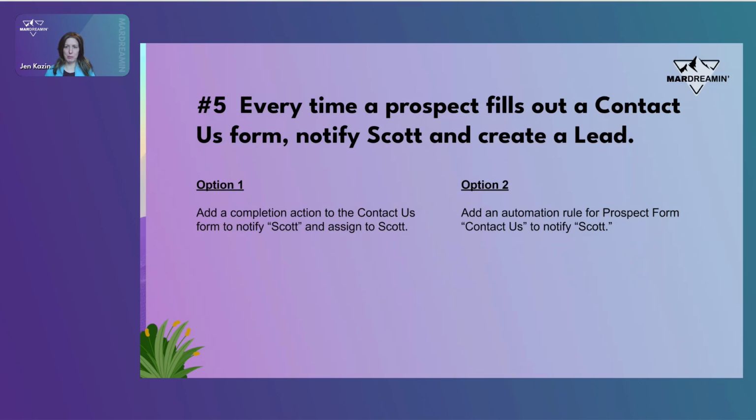And number 5, every time a prospect fills out a form, notify Scott and create a lead. The big difference here between option 1 and 2 is that I still need to assign it. You can see option 2 only notifies Scott, which basically just means an email is going to be sent. In option 1, we need an email sent and we actually need to create a lead. And the only way to do that is to assign it. So option 1 is correct.